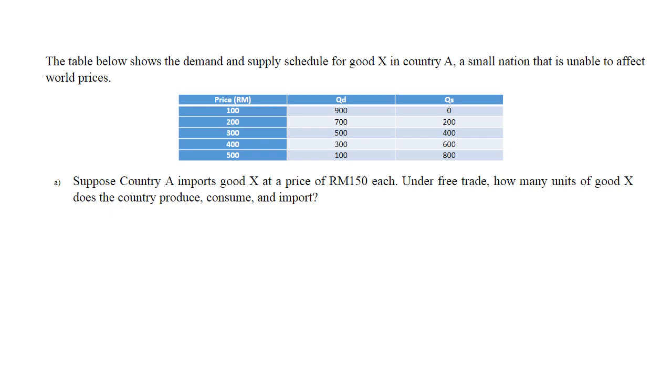Okay, today I'm going to discuss the answers to the questions that I gave you in the previous video. So, the first question: suppose country A imports good X at a price of 150 each under free trade. How many units of good X does the country produce, consume, and import?